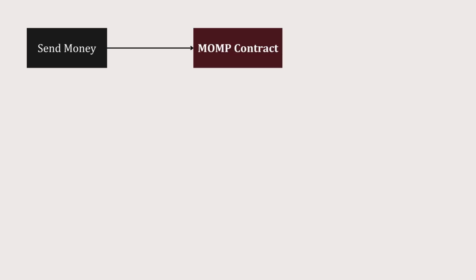A user uses the frontend or the smart contract to call the send money function. The function is implemented inside the MOMP smart contract. The contract then calls the Oracle smart contract to perform follow-up operations.